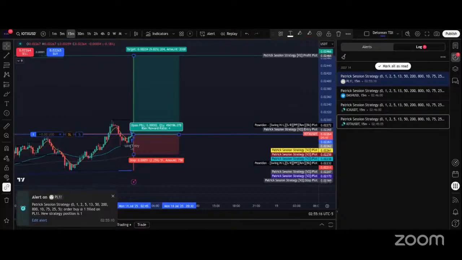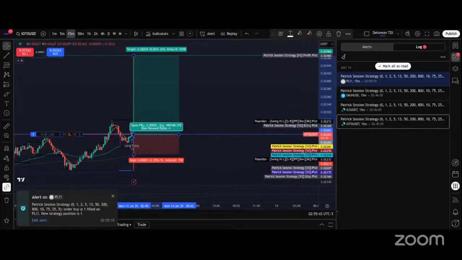And here's your next call. IOTX USDT, IOTX versus Tether. 15-minute confirmation, a market execution buy. Entry price is 0.02262. Stop loss is 0.02210 for 51 pips. Take profit is 0.02466 for 204 pips. And a risk reward ratio of 4.00.